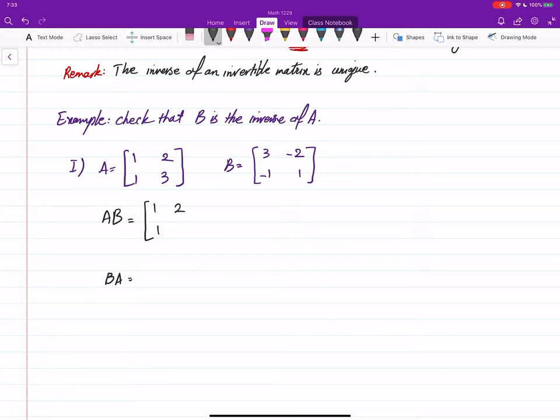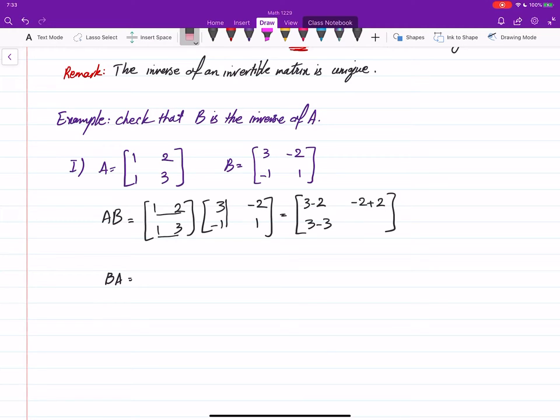1, 2, 1, 3, multiplied by 3, negative 2, negative 1, 1. So the first row, first column gives us 3 minus 2. First row, second column, negative 2 plus 2. Second row, first column, 3 minus 3. Second row, second column, negative 6.